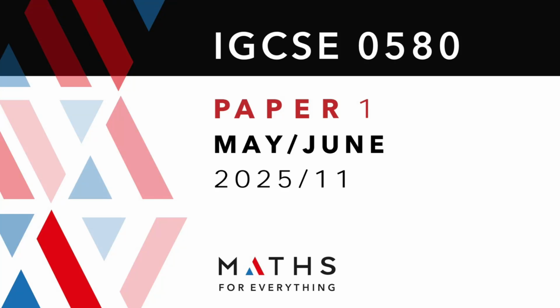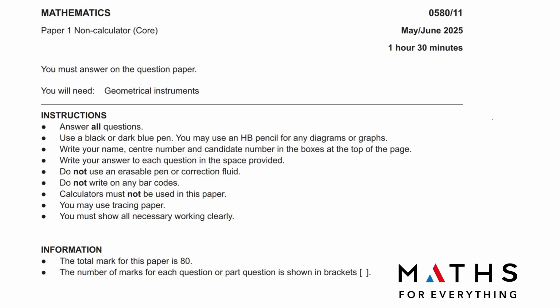Assalamu alaikum. In this video, we are going to solve IGCSE 0580 paper 1, May-June 2025, variant 1-1. This is a non-calculator paper. You can use a tracing paper, and the total mark for this paper is 80.